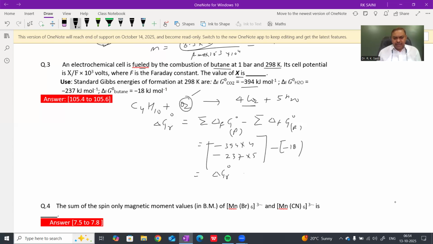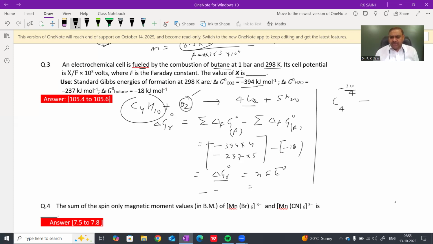ΔG° of the reaction equals −nFE°cell. Put in this value and the E°. The value comes in kilojoule, therefore we change this value into joule. Where n is the number of electrons. The oxidation state of carbon in butane is minus 10 by 4, in which 4 carbons are there, and in combustion it changes into CO2.